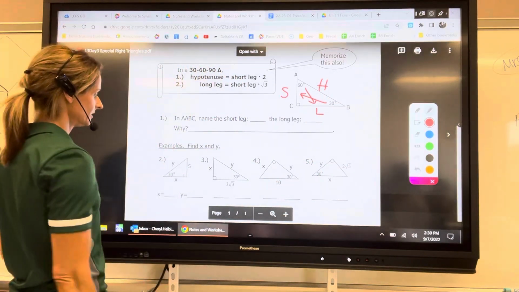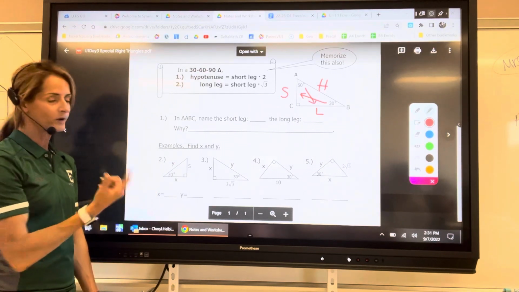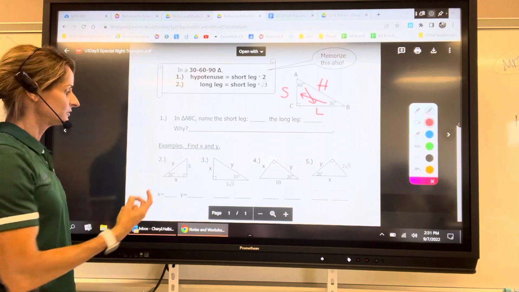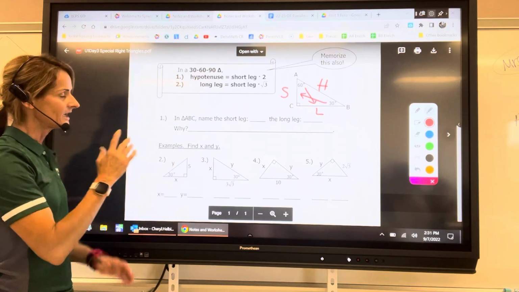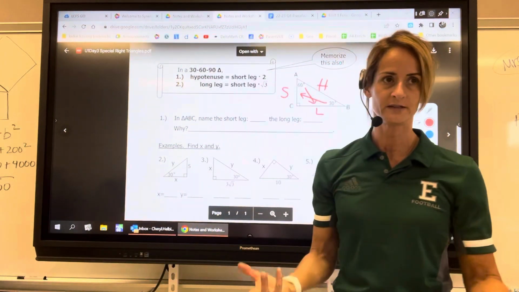So we're not gonna do any of that. We're gonna go straight to here, okay? So the first thing we have to identify is, where is the short leg? All the other lengths revolve around the length of the short leg. You gotta find the short leg first if it's not given to you.